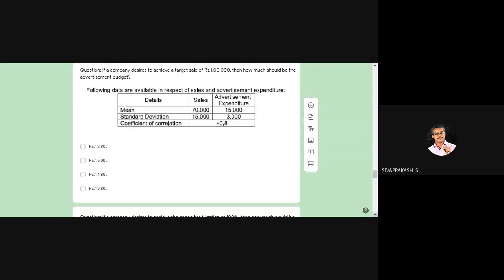Next, if a company desires to achieve a target of rupees 1 lakh sales, how much should the advertisement budget be? Let us look at this sum, this model.